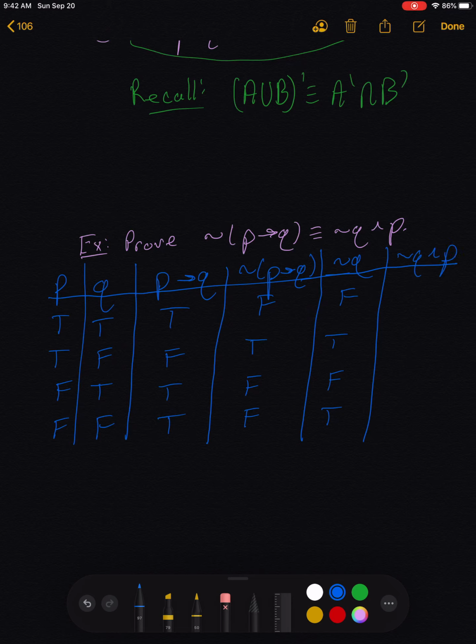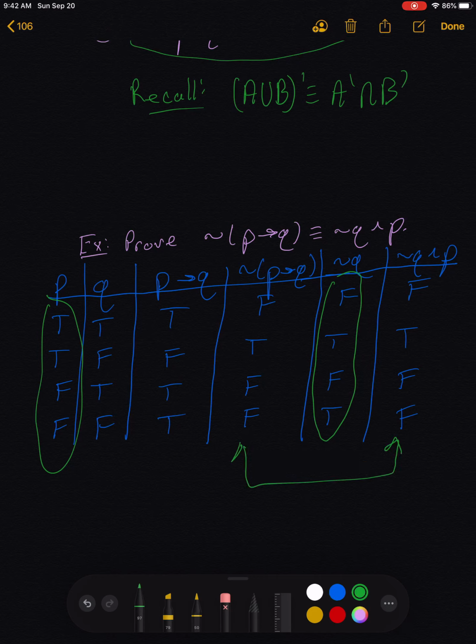So this is only true if the P column and the negation Q column are both true. Case 1, that fails because negation Q is false. Case 2, they're both true. Case 3, we have a false in both cases. And case 4, we have a false for P. So we have false, true, false, false. And notice that is the same as the negation of if P then Q column that we already built.